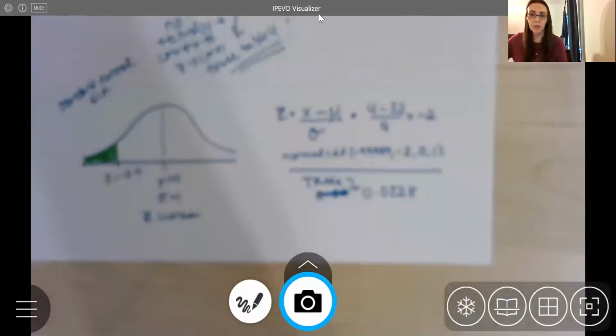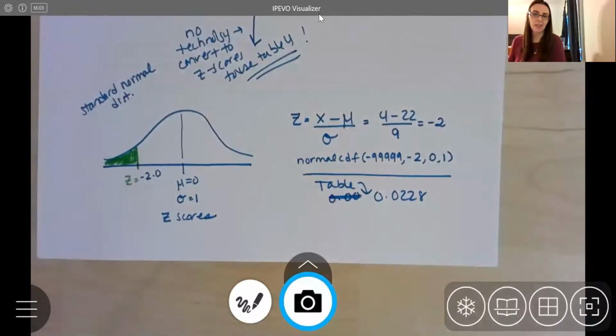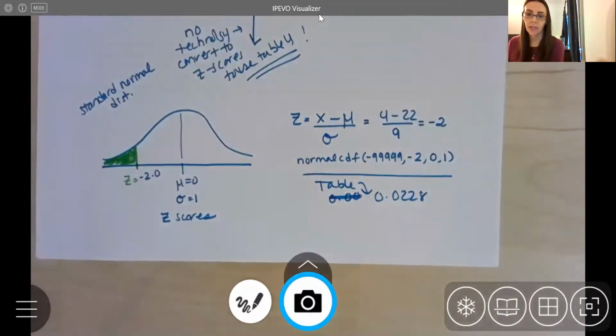So you have 2 ways you can do it. If your question does not ask you to find z-scores, if it just wants the answer, then using technology is pretty quick. I would just draw that picture and use your technology. If the question wants you to convert to z-scores or asks you for z-score values, then you're going to have to do that conversion over. And then you can either use technology like we did before, or you can use that table to quickly find values for z-scores.